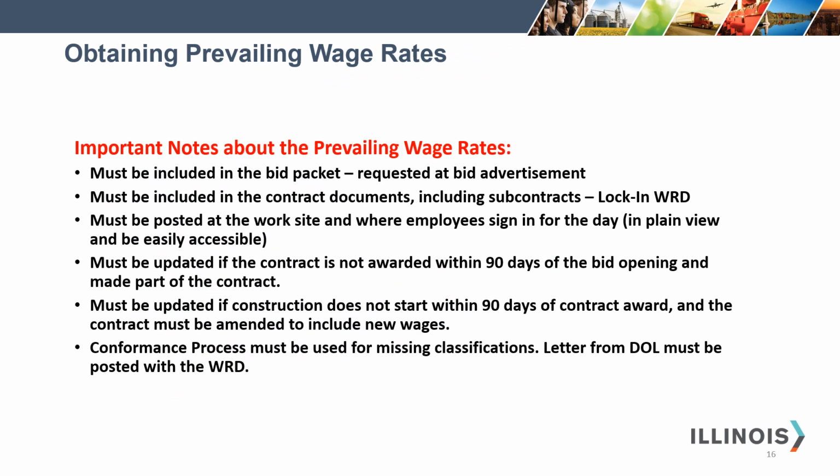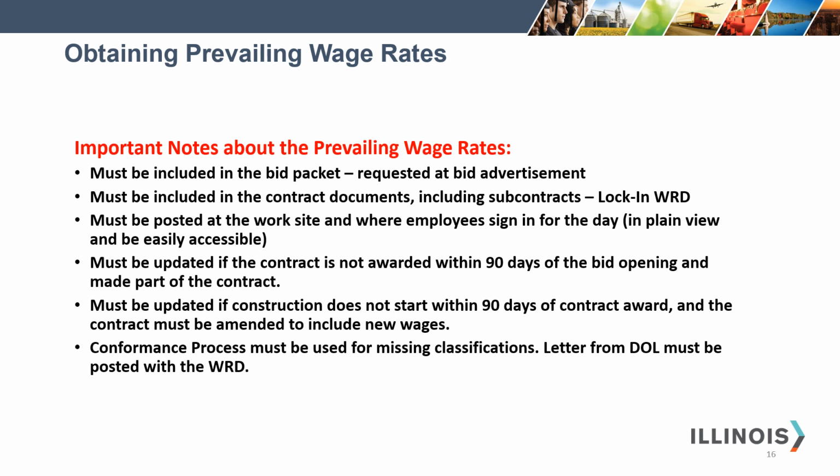Important notes about the prevailing wage rates. The wage rates must be included in the bid packet requested at bid advertisement. The wage rates must be included in the contract documents, including subcontracts. This is the lock-in wage rate determination. They must be posted at the work site and where employees sign in for the day. They must be in plain view and be easily accessible.